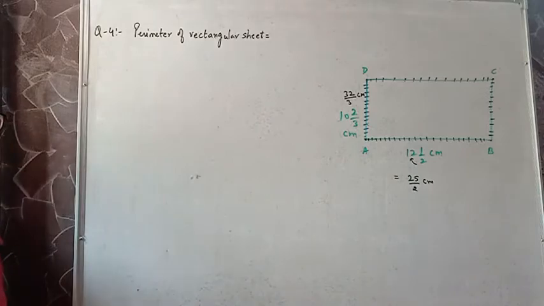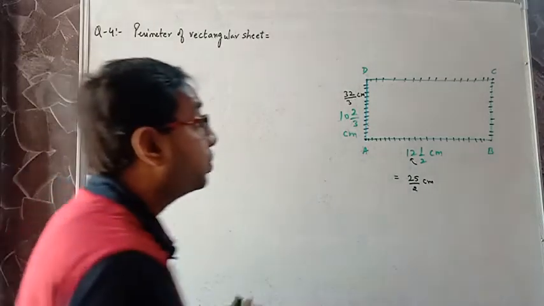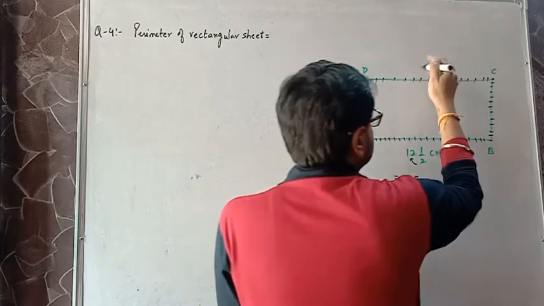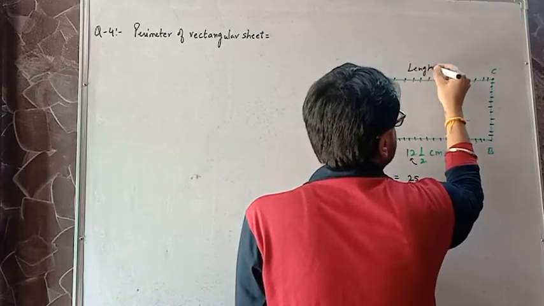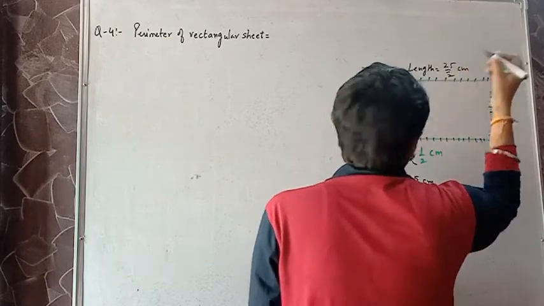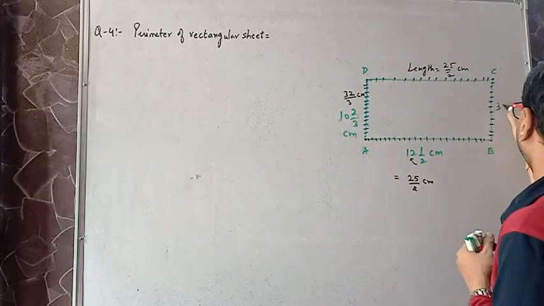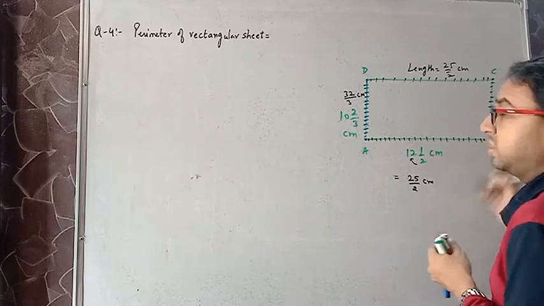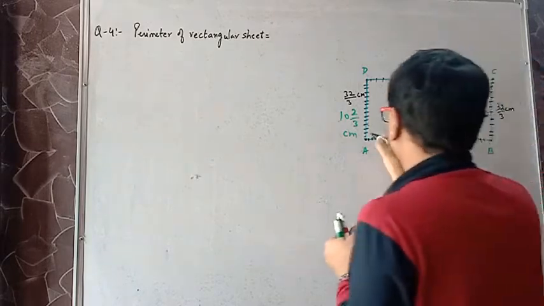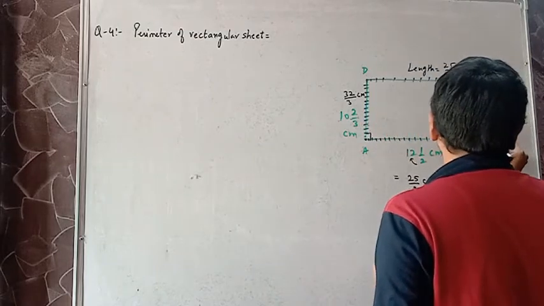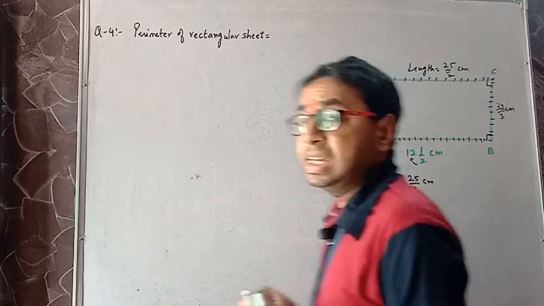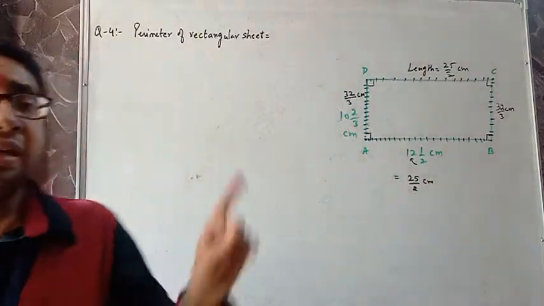I hope you know the meaning of rectangle. Basically, a rectangle is a four-sided figure whose opposite sides are equal. If this is length, this is also length, and if this is 25 by 2 centimeter, this is also 25 by 2 centimeter. If this is 32 by 3 centimeter, this is 32 by 3 centimeter. Secondly, each angle in a rectangle is 90 degree. Each angle in a rectangle is 90 degree.